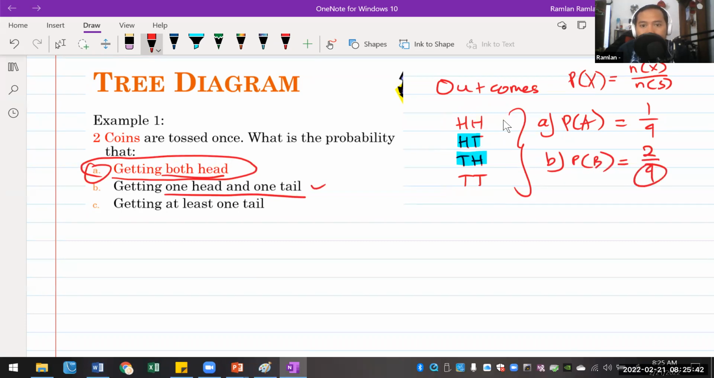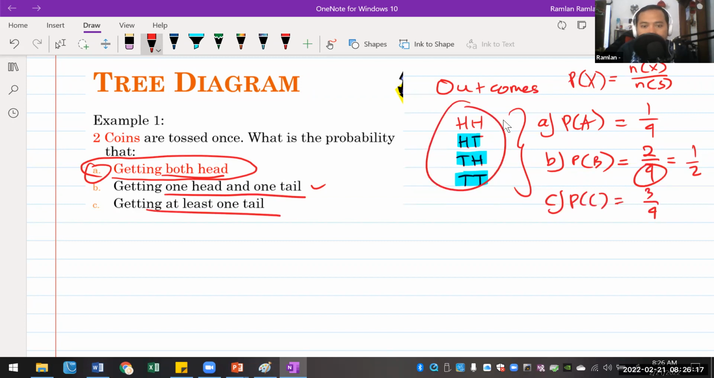Again, this 4 comes from all of the outcomes, because we have 4 options here. So 2/4 can be simplified to 1/2. Okay, and the last one here, we have getting at least one tail. At least one tail means that you can have one tail or more than one tail. So in this case, you will get these three. Why can we not have this one? Because that one doesn't have any tail. So the probability of event C will be equal to 3/4. Again, the 3 comes from these 3 and the 4 comes from all of the outcomes.